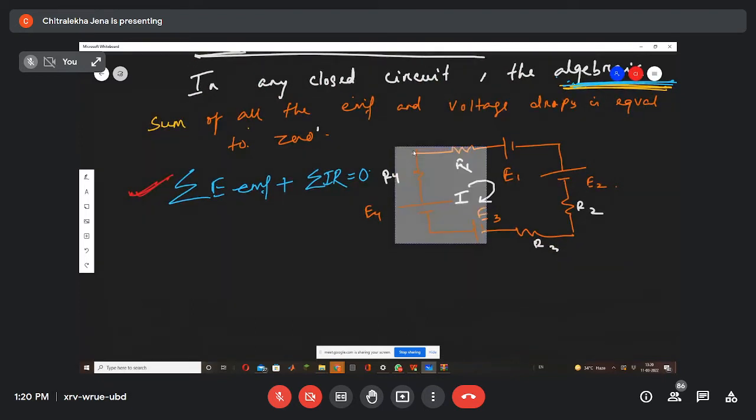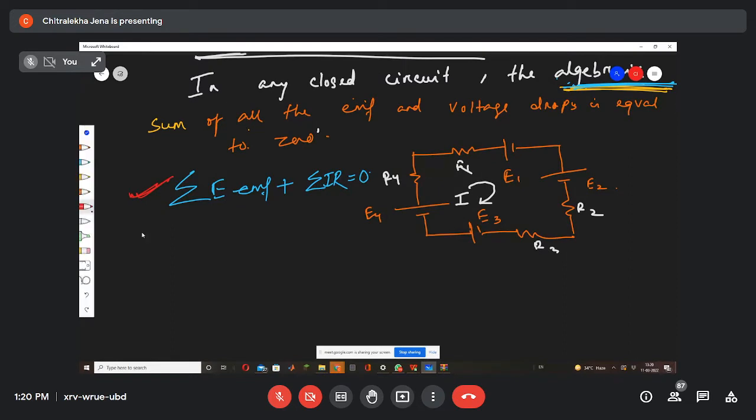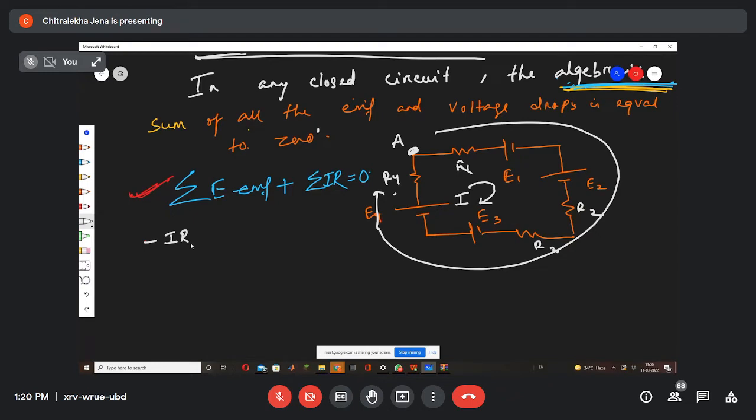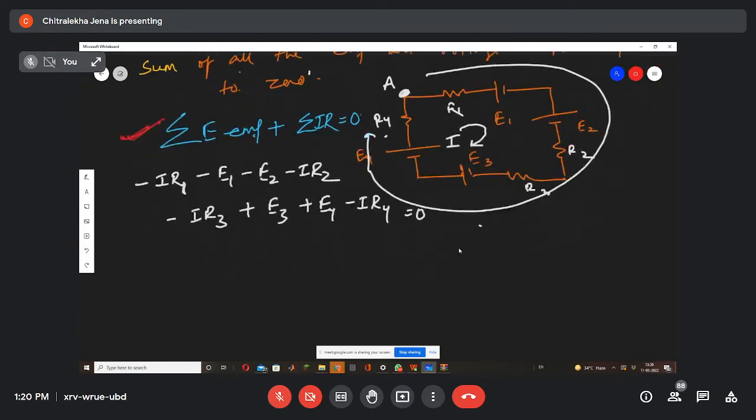If I start from this point, let this be A, I will move, because I have to apply this law in a closed circuit, right? So this will be minus I into R1, then you are taking plus or minus? Minus E1, minus E2, minus I into R2, plus I into R3, plus E3, plus E4, minus I into R4, equals zero. Okay.